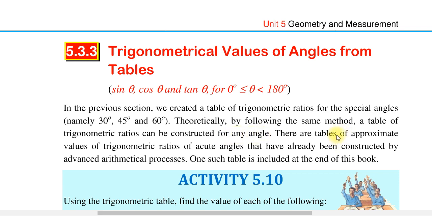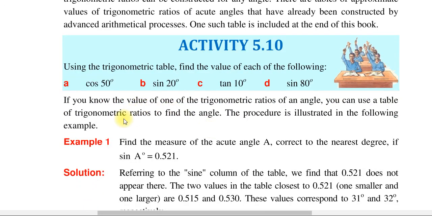These are tables of approximate values of trigonometric ratios of acute angles that have already been constructed by advanced arithmetical processes. The trigonometric table is at the end of this book. Using the trigonometric table, find the value of each of the following: cos 50, sin 20, tan 10 and sin 80.